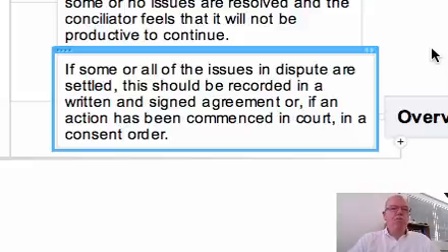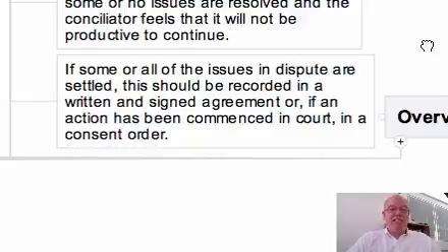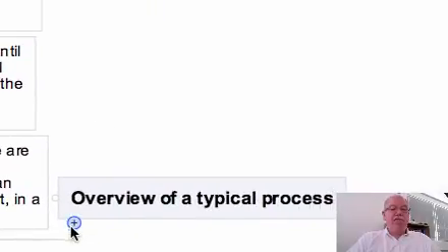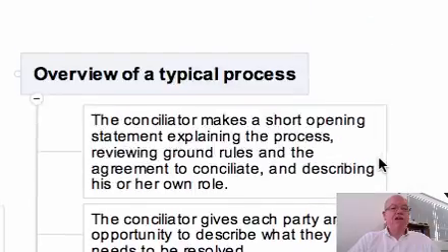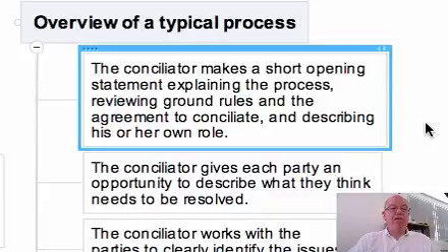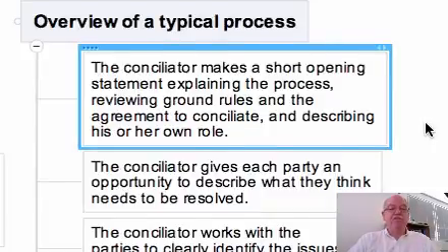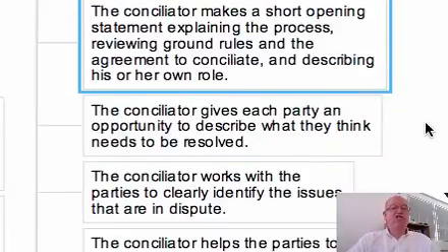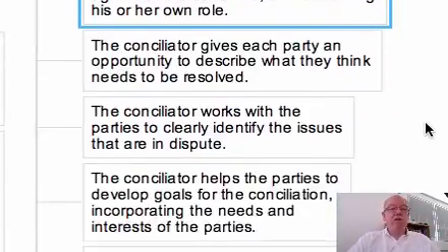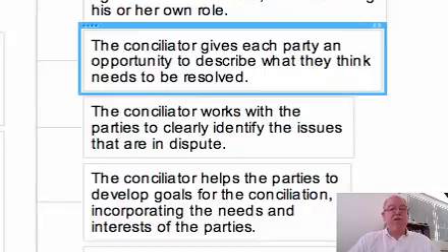If you're in the middle of court processes, it might be better to have a consent order in regard to those issues, or perhaps all of the issues that have been decided. So let's have a quick overview of a typical process. You start off, the conciliator makes a short opening statement, explains the process, reviews the ground rules, and the agreement to conciliate, or the obligation, describes his or her own role in the process and that role of the other parties.